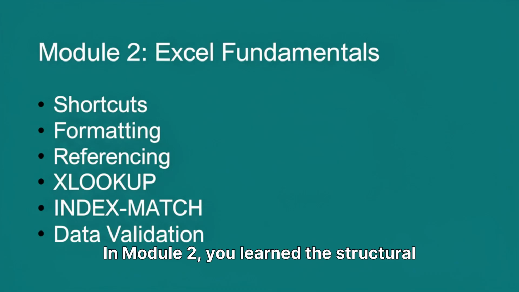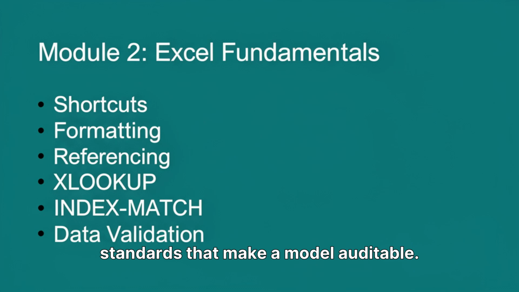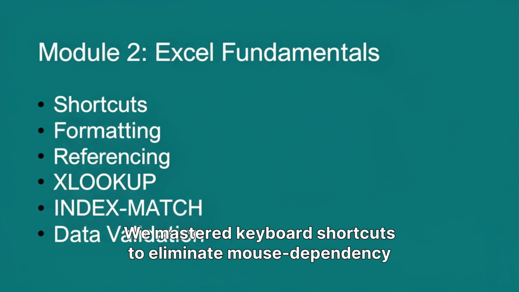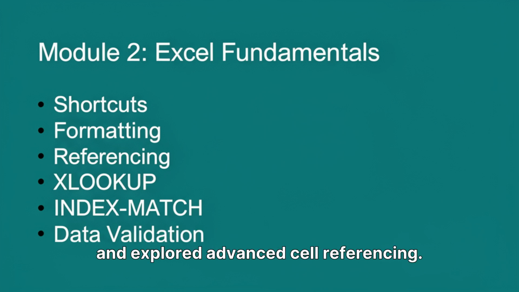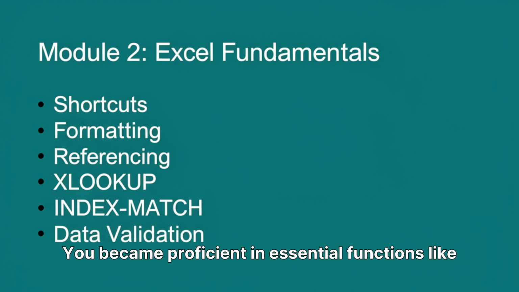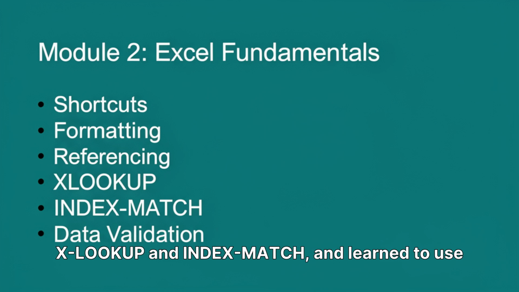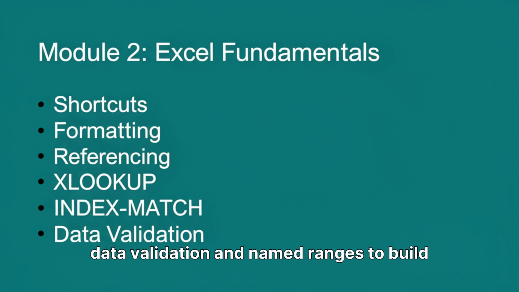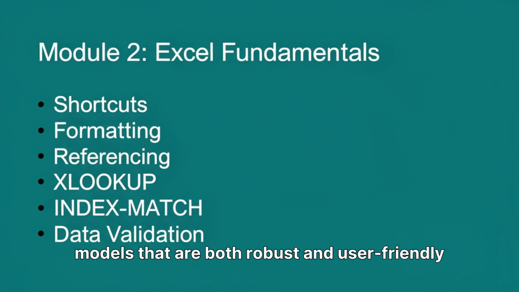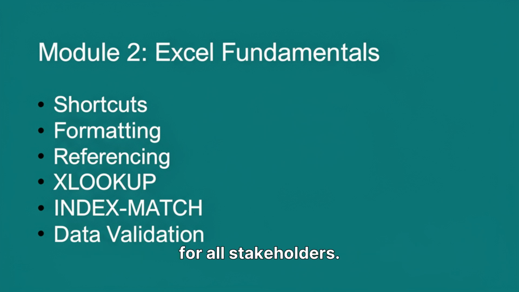In Module 2, you learned the structural standards that make a model auditable. We mastered keyboard shortcuts to eliminate mouse dependency and explored advanced cell referencing. You became proficient in essential functions like XLOOKUP and INDEX MATCH, and learned to use data validation and named ranges to build models that are both robust and user-friendly for all stakeholders.